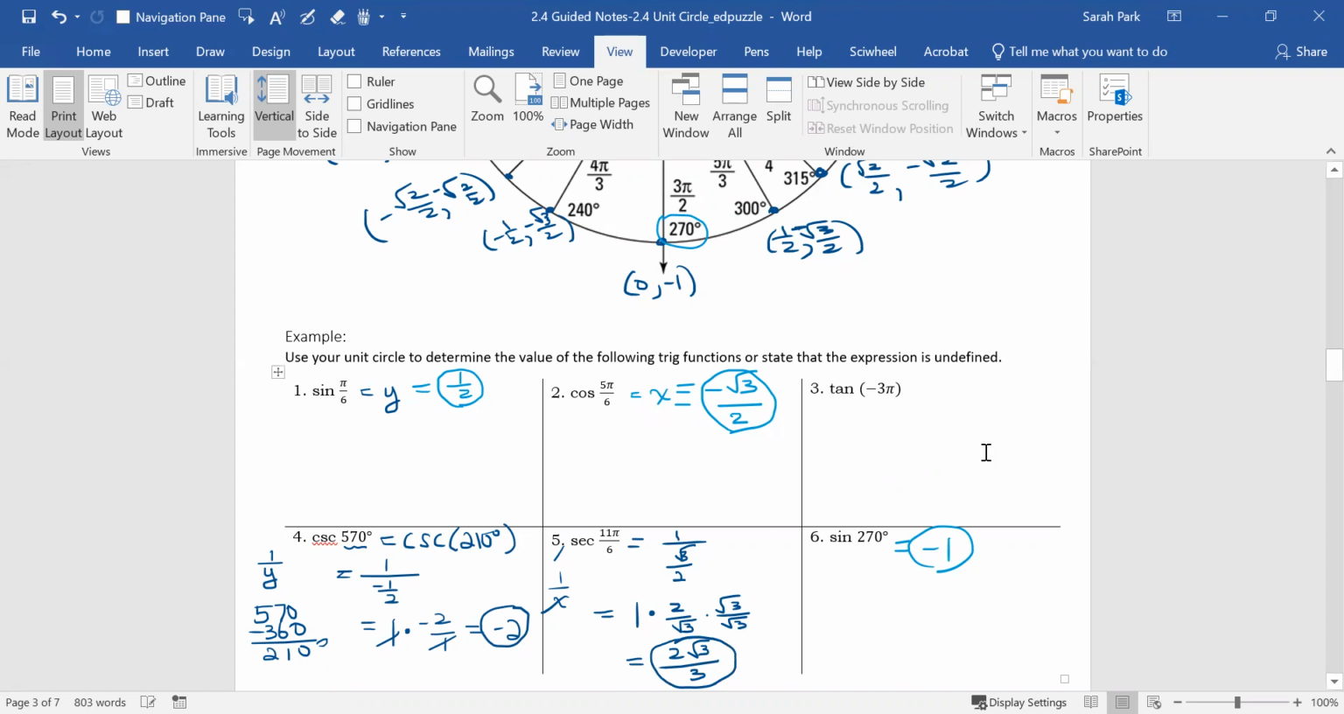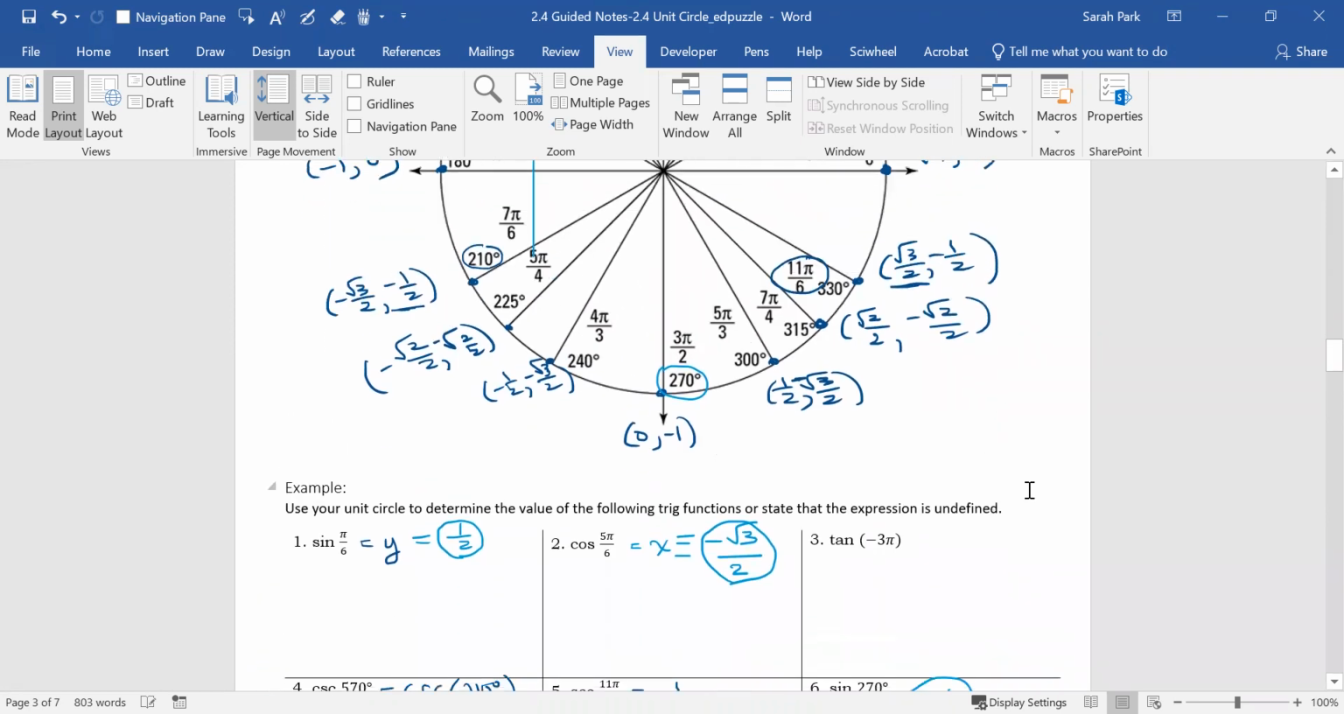Okay, now looking at tangent. Remember, tangent was y divided by x. Now, -3 pi is not on the unit circle. So let's get that back on the unit circle by finding the coterminal angle. And we can do that by adding 2 pi until it's a positive angle. So negative 3 pi plus 2 pi is negative pi. And so that's still not on the unit circle. So we'll add another 2 pi, and that's pi. So its coterminal angle is tangent of pi.